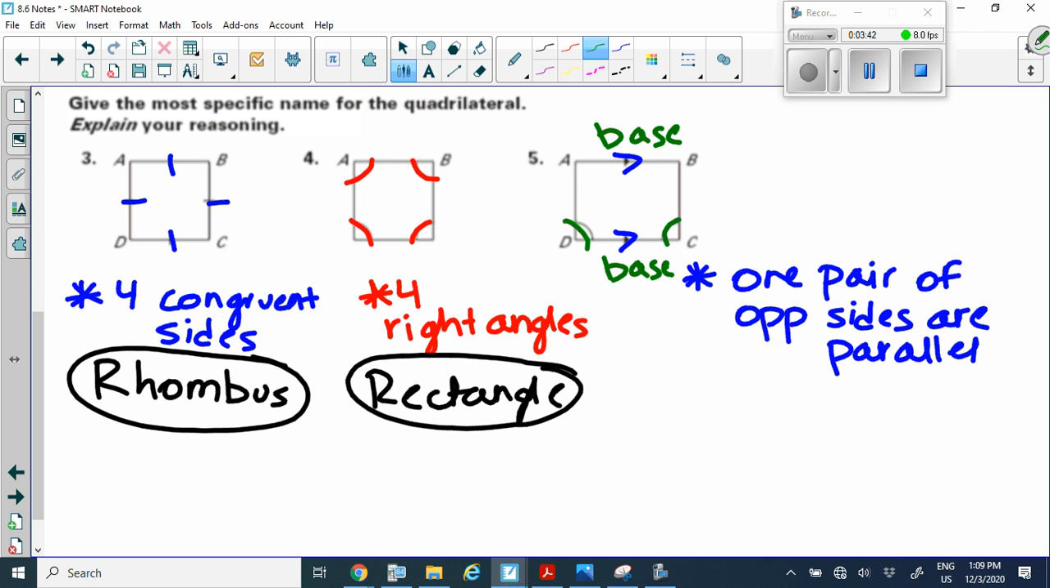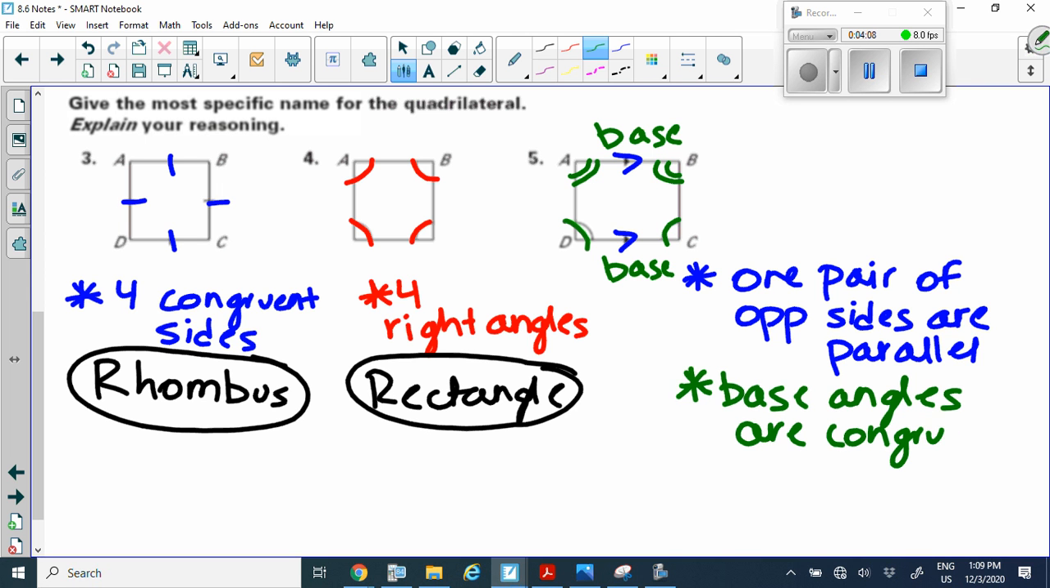So we know that angle D and C are congruent, and we know that consecutive angles add up to 180. We can assume that angle A and angle B are congruent. So we know that the base angles are congruent. Then that means we can be a little more specific, and we can say this is actually an isosceles trapezoid.